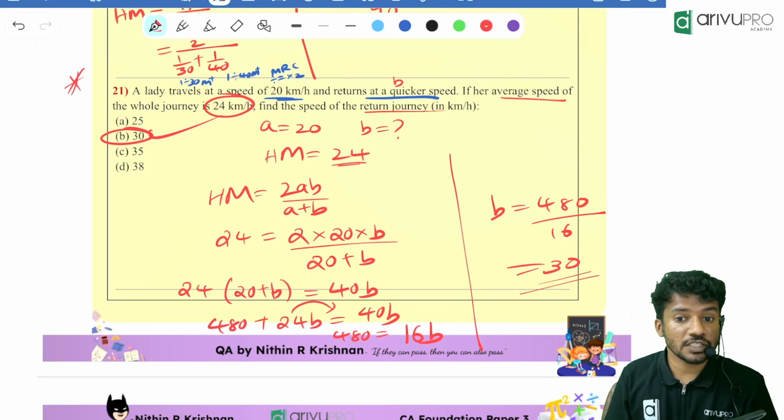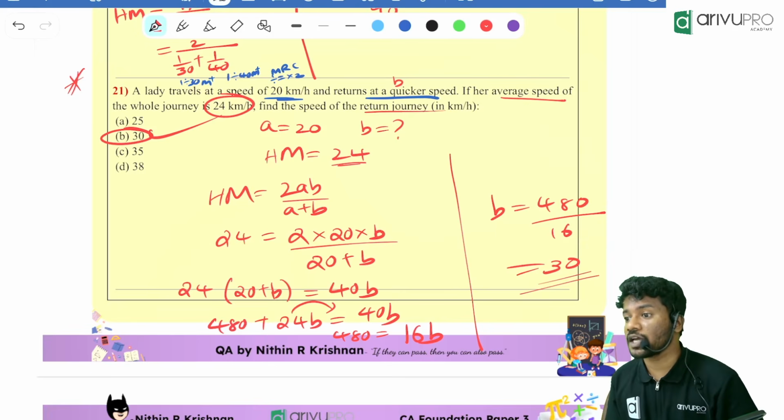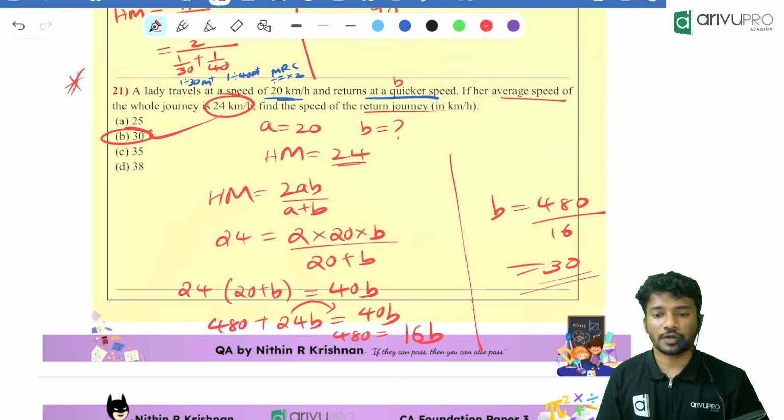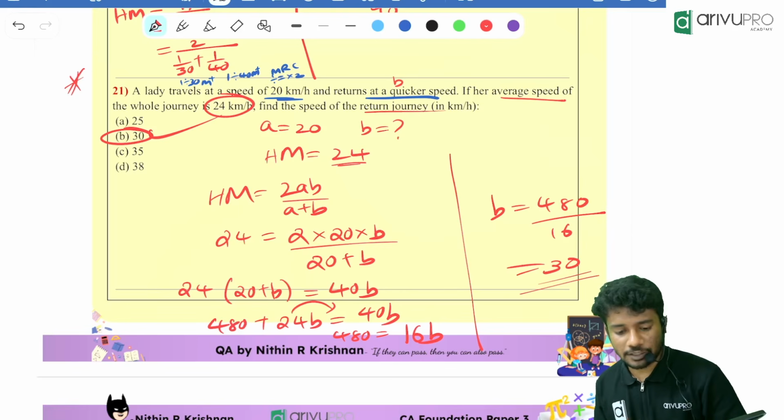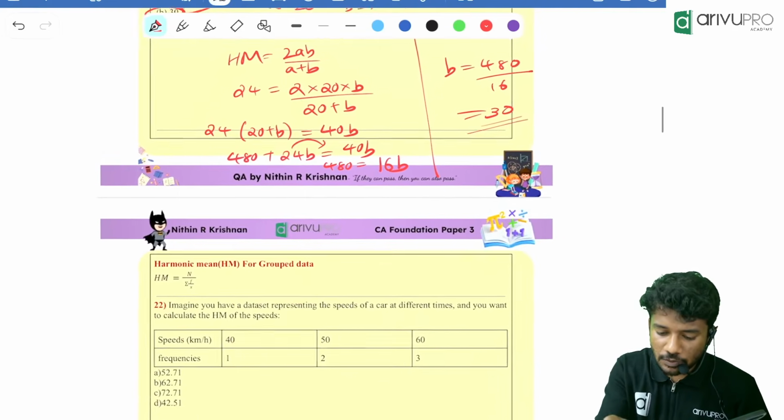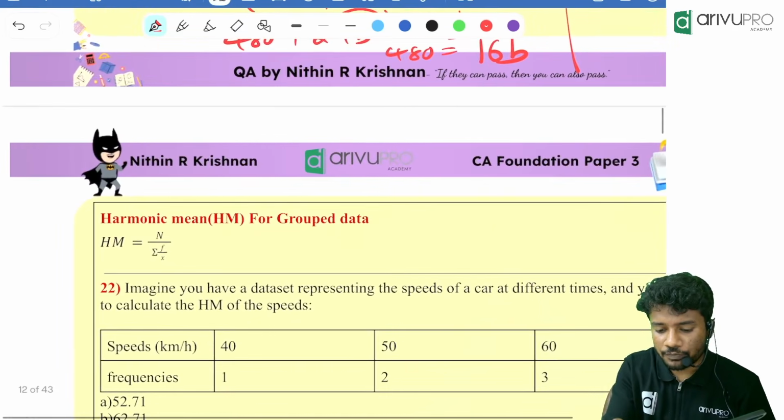HM is very important. HM means harmonic mean. Harmonic mean definition is what? It is the reciprocal of the arithmetic mean of reciprocals. Or you will write it as what? HM is equal to n divided by sigma 1 by x. Okay. Next one over here.